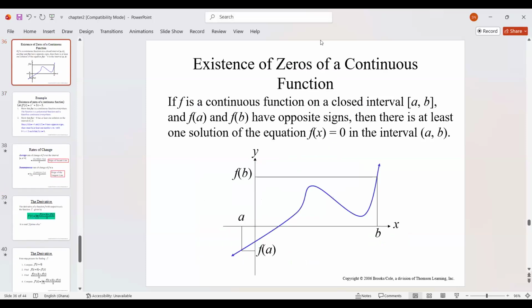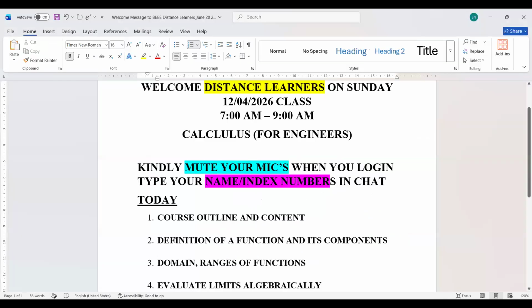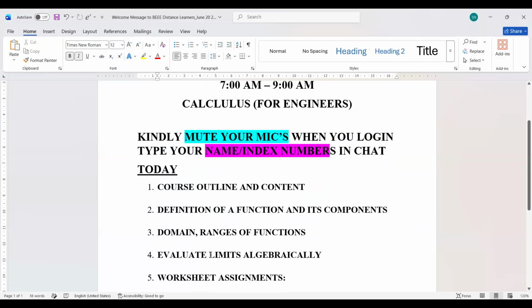Okay, so is there any question or any comments? Now we look at the exercises which will make us revise what we've looked at so far. So we've gone through the definition of a function and its components. We've gone through the domain and range of these components, and we've been able to look at how to evaluate limits algebraically. So what we are left with is looking at some worksheets to complement all that we've looked at. So I'm going to show you the worksheets.